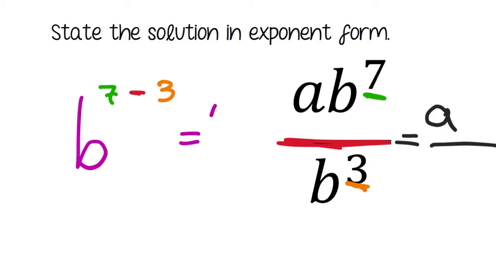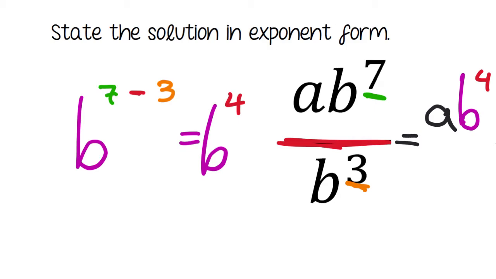So then this would end up being b to the power of 7 minus 3, which is 4. And that would, of course, stay in the numerator, which means I don't really need the fraction line. It's just a times b to the power 4. And then we've simplified that using the quotient rule that we learned, I guess that was 2 times ago.